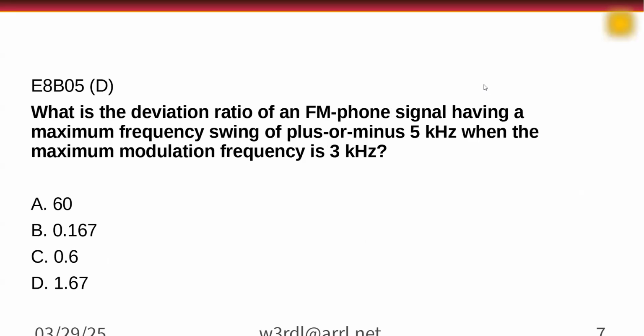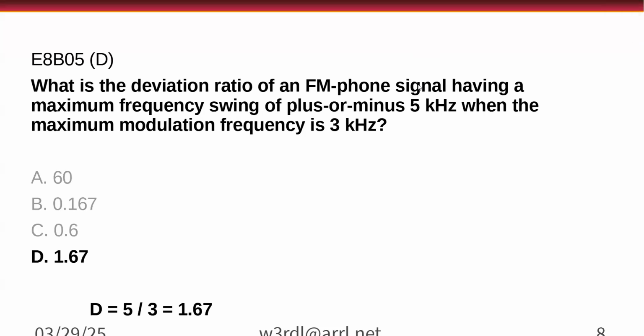What's the deviation ratio of an FM phone signal having a maximum frequency swing of plus or minus 5 kilohertz when the maximum modulation frequency is 3 kilohertz? Here you go, Ed. It's what we just calculated a little bit ago. High math. 1.67. I told you had to divide today.